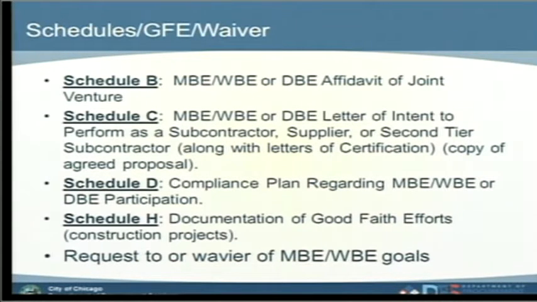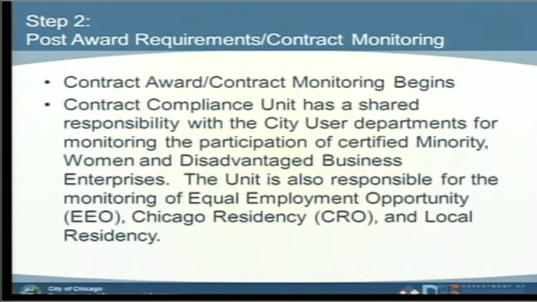And the other document is the request to either reduce or to waive the M and the W goals. At this point, once the contract is awarded, that's when the monitoring begins.